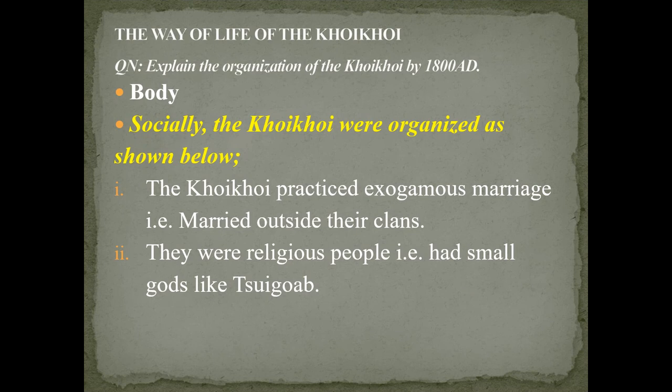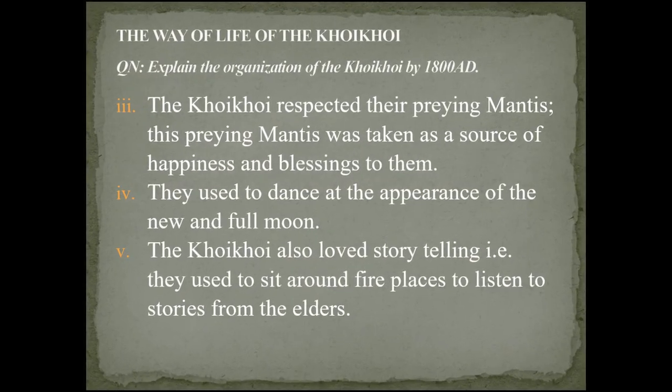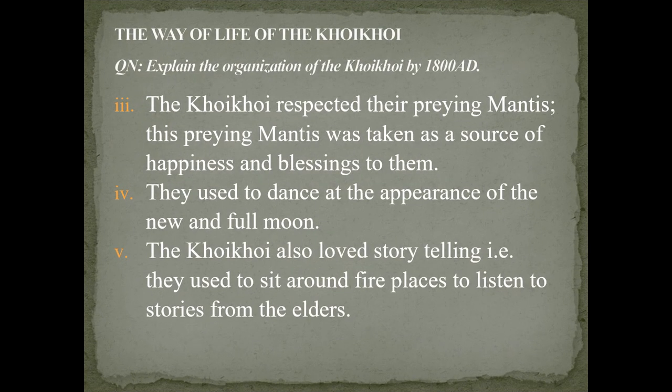Then the Khoikhoi, like the Sani, were also religious people. They had their main god, who was called Swigowabo. Swigowabo, that was the name of their god. Swigowabo is believed not to be seen on earth, but on earth was represented by an insect called the praying mantis. The praying mantis was also respected because it was a true representative of God Swigowabo. And the Khoikhoi believed that it was a source of happiness and blessings to them.